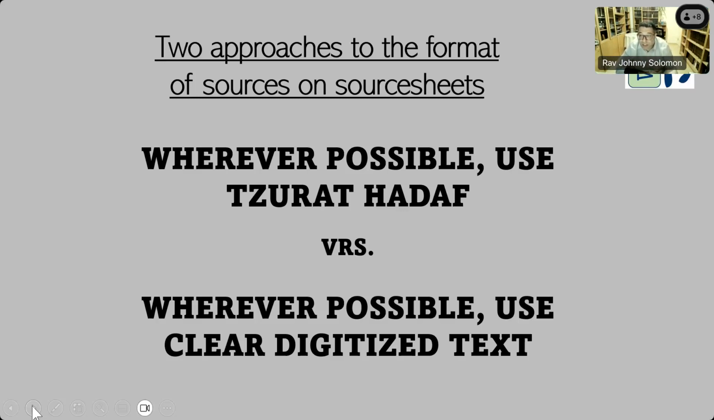The fact that we even use computers is a relatively modern phenomenon. So then it comes to this interesting question: two approaches to the format of sources on source sheets. Should we, where possible, present the texts as found in the original books, or should we present the text in digitized text? Now, oftentimes digitized text is a lot clearer, and I can manipulate it and make it bigger. And what is found in what we call a tzurat hadaf, the printed version of whatever book we're talking about, may not be so clear.